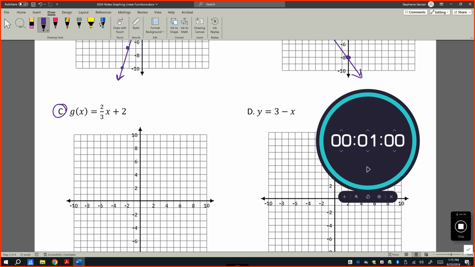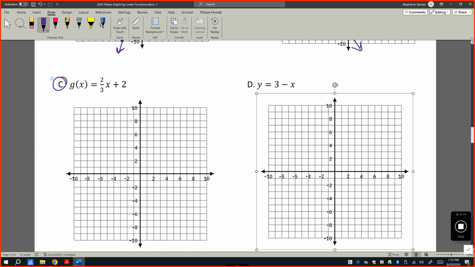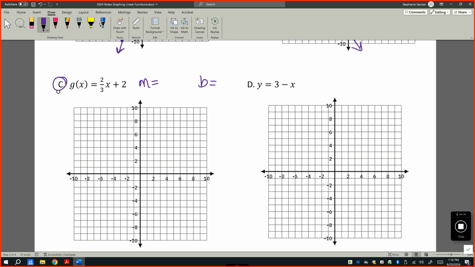Okay, let's go over this one. First we're going to identify m and b. Tristan, what's our slope? 2 over 3. Awesome. Jeffrey, what's our y-intercept? 2. Very good. Putting it all together on the y-axis, 2, because that's your y-intercept, that's your b. And then our slope 2/3.